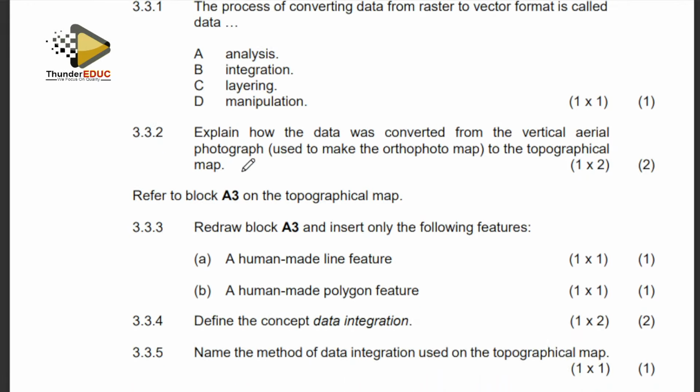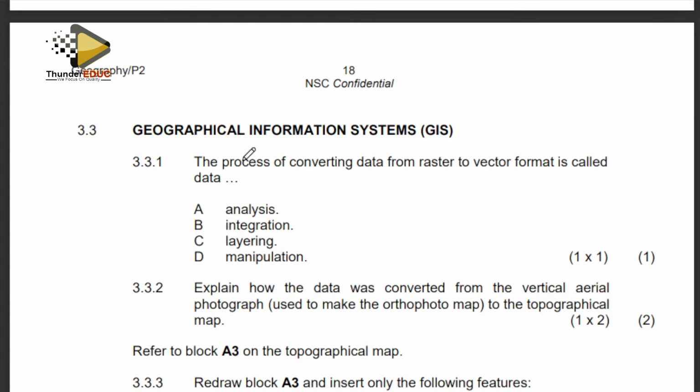The last section of this part for today is going to be GIS. The process of converting data from raster to vector format is called, what is it called? Okay, you are converting data from raster to vector. So from image to lines, from pictures to lines, points, and polygons. So we have data analysis, integration, layering.